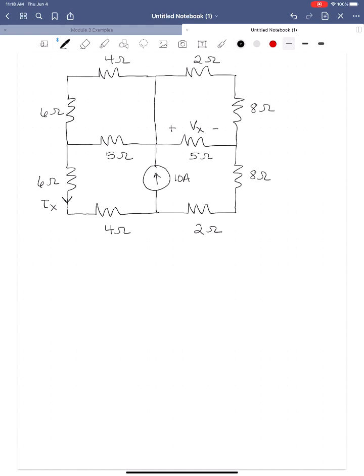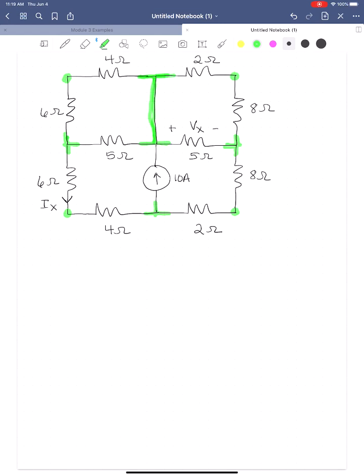Okay, so the first step when you do this is really to identify nodes, and I'm going to do that with a highlighter. There's a node here where these 3 elements come together. There's a node here where these 3 elements come together. There's a node here where all these elements come together. There's a node here, a node here, a node here, and a node here. And then there's a big node where all of these things come together. Okay, so those are our nodes.